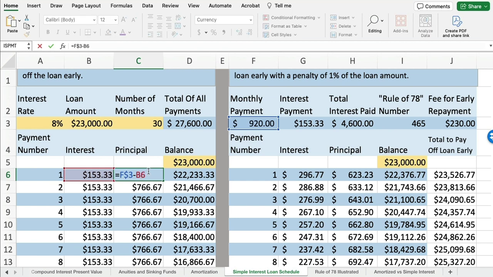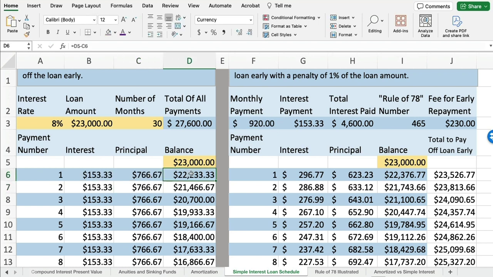Sadly, there aren't any built-in functions in Excel for this, so we have to calculate them by hand. Under the portion that goes to principal, it's equals F, as in Frank, $3 minus B6. So that's F$3 minus B6 in C6.